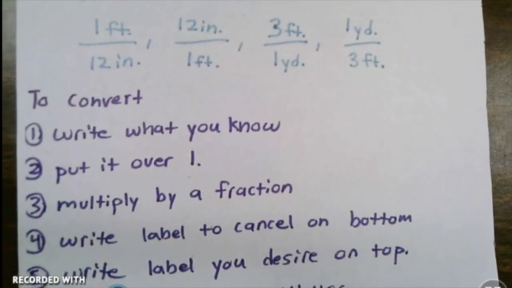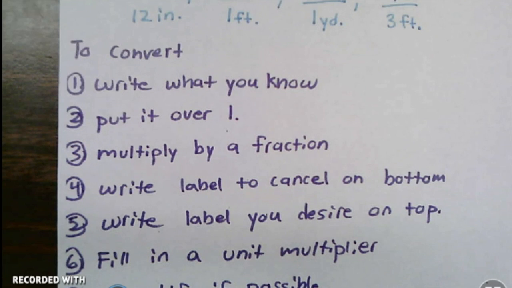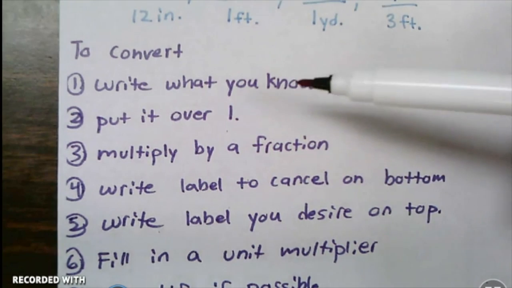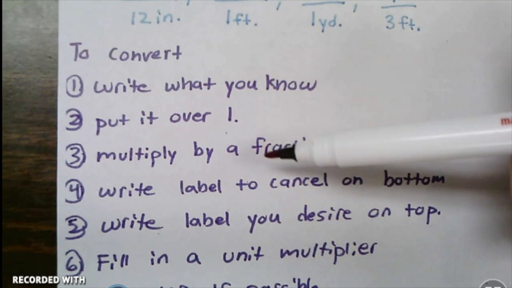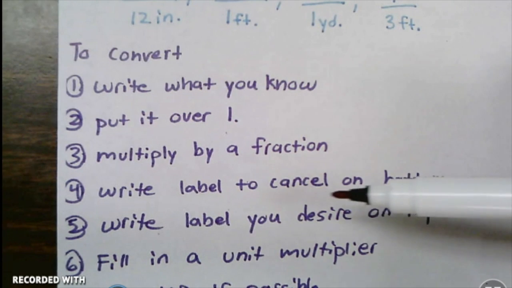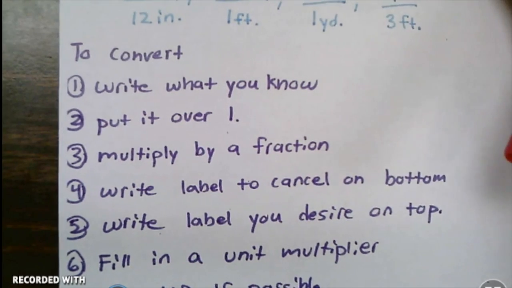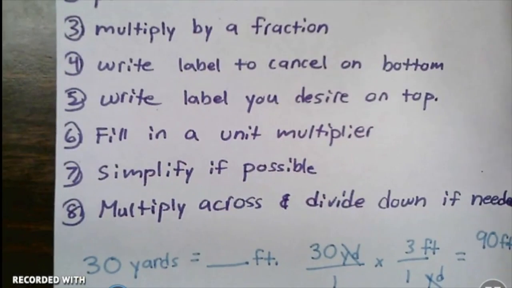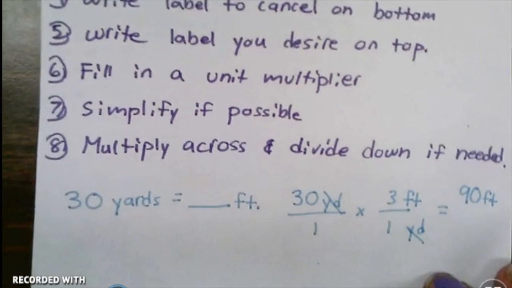Okay? So to convert, here are the steps. I wrote them out. I split them up into very small steps, which are the way that I always explain it to you when you go through. If you follow these steps, you will never get them wrong. First, write what you know, whatever part they gave you first. Put it over 1, which makes it into a fraction. Multiply, so you're going to do a multiply sign by a fraction. Draw a fraction bar. Write the label to cancel on the bottom. The label that was up top, you're going to write on bottom. Write the label you desire on top. Fill in your unit multiplier or your conversion factor. Simplify if possible, and then multiply across and divide down if needed.